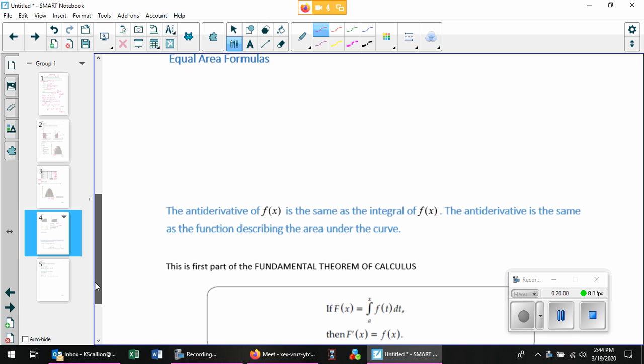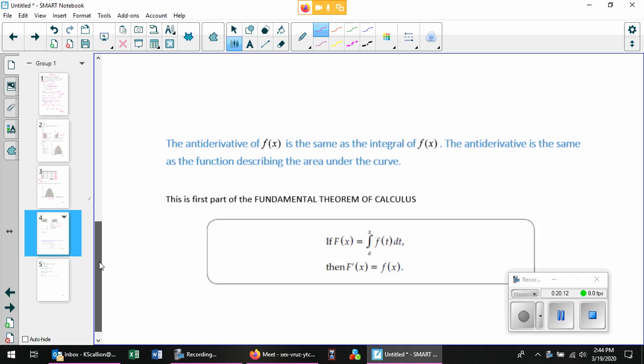Okay, so the antiderivative of f of x is the same as the integral of f of x. So they mean the same thing. The antiderivative is the same as the function describing the area under the curve. So here's your first fundamental theorem of calculus.